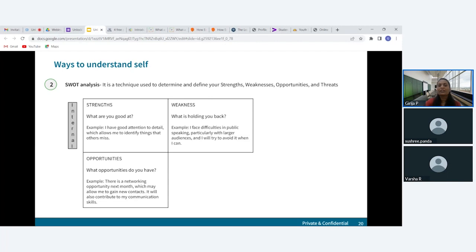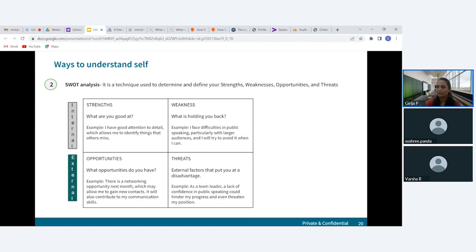Another is the threat. Threats are something which can hamper your strengths and opportunities. So my threat can be, if I'm a team leader and I'm afraid of public speaking, it can hamper my progress and my career growth. Opportunities and threats are external, totally dependent on external factors, which are generally not in your control. So this is how you can understand yourself and develop your plan and your working areas.